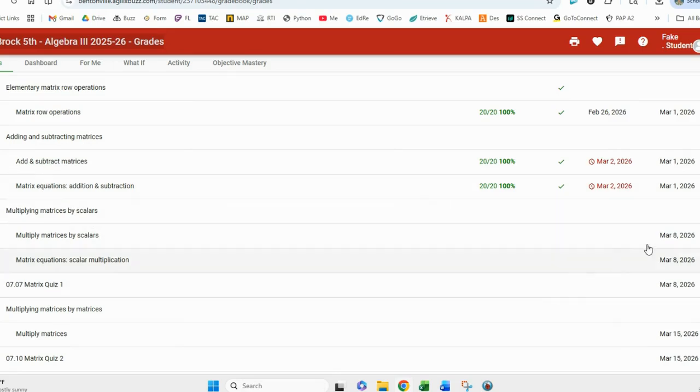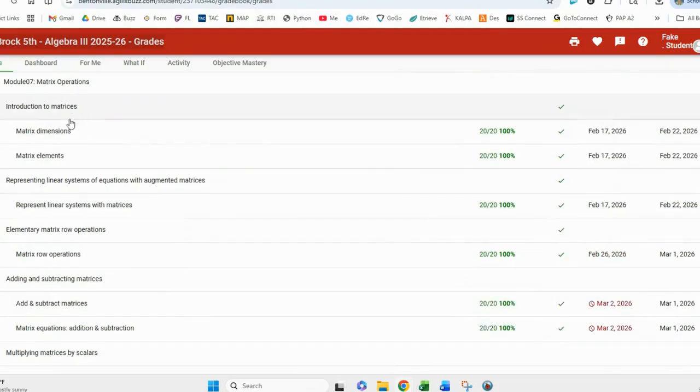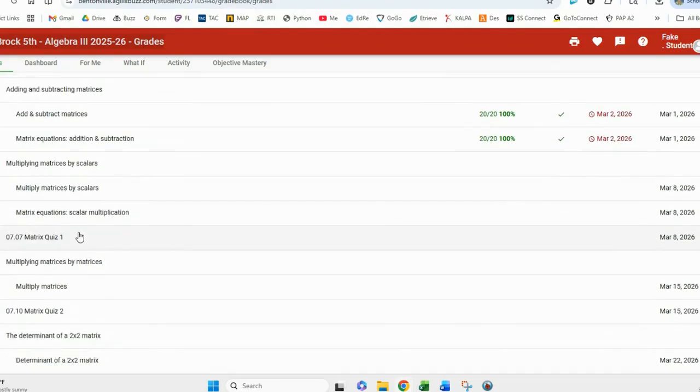This week, March 8th, we have three things. We're doing the multiply matrices by scalars folder. So everything in that folder, and quiz 1. So you should already have this folder done, adding and subtracting matrices, everything above that, those dimensions, elements, everything like that should be turned in. We just need to do scalars, scalar multiplication, and the quiz.